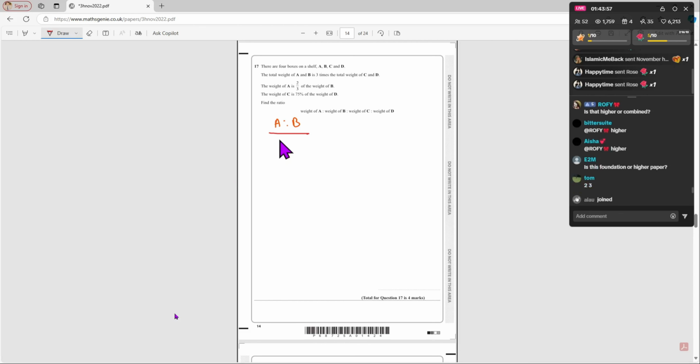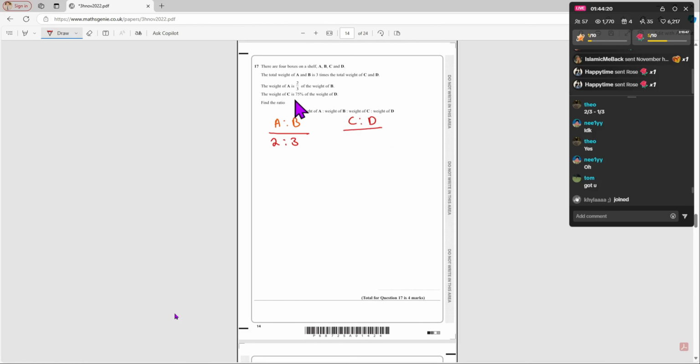It's going to be 2 to 3, okay? Well done, Tom. Well done, Sarah. It's basically the numerator and the denominator, combine them like that, 2 to 3. The numerator is for A and the denominator is for B. And now it's going to be the same for C and D, okay?